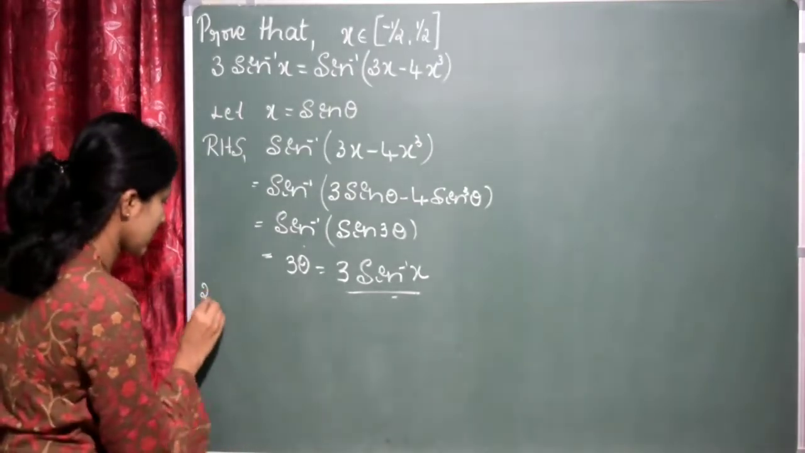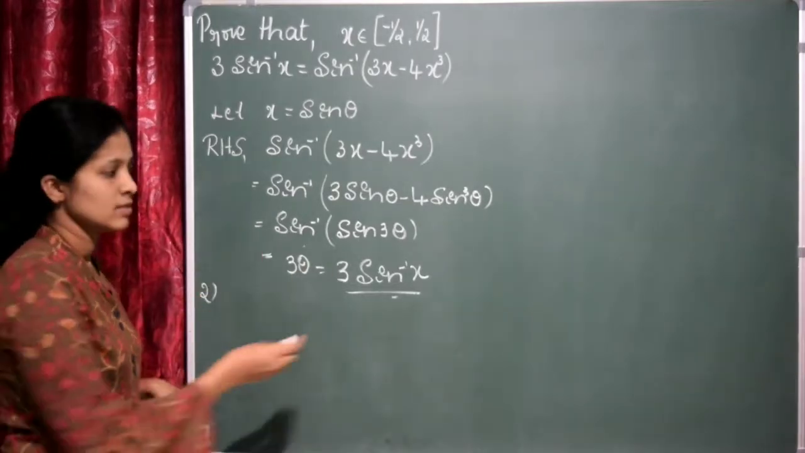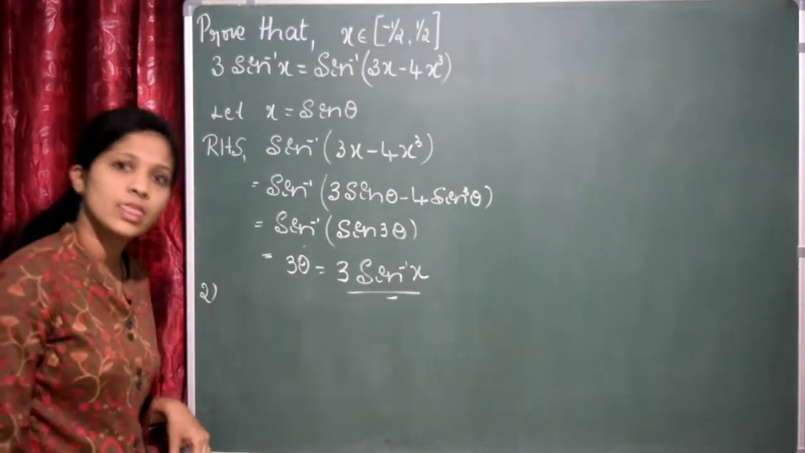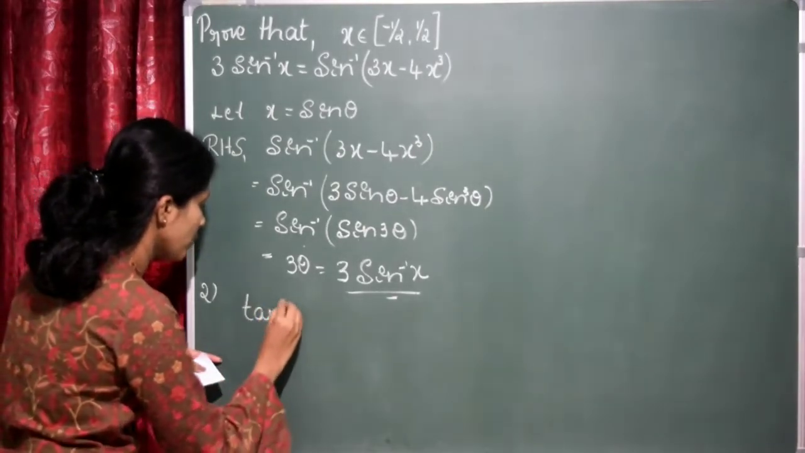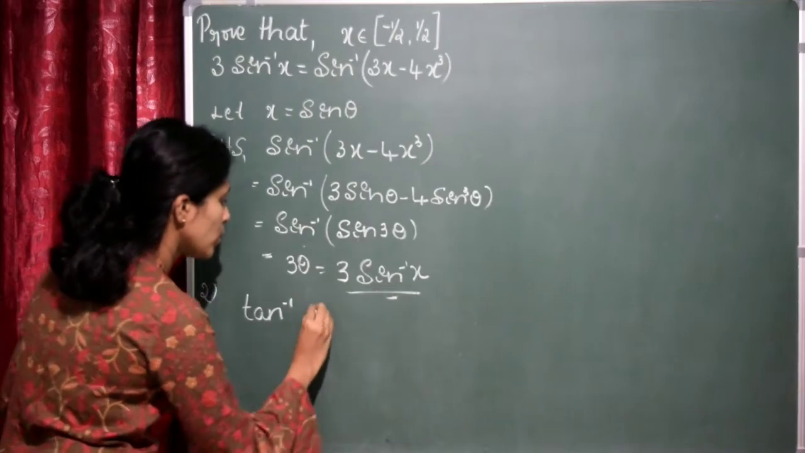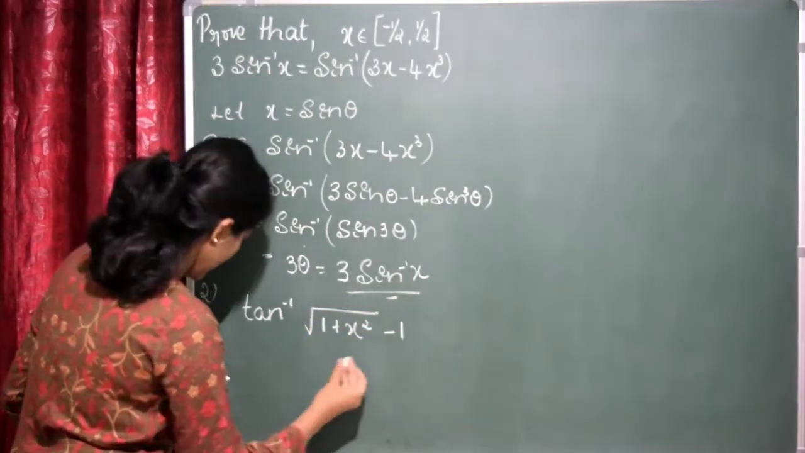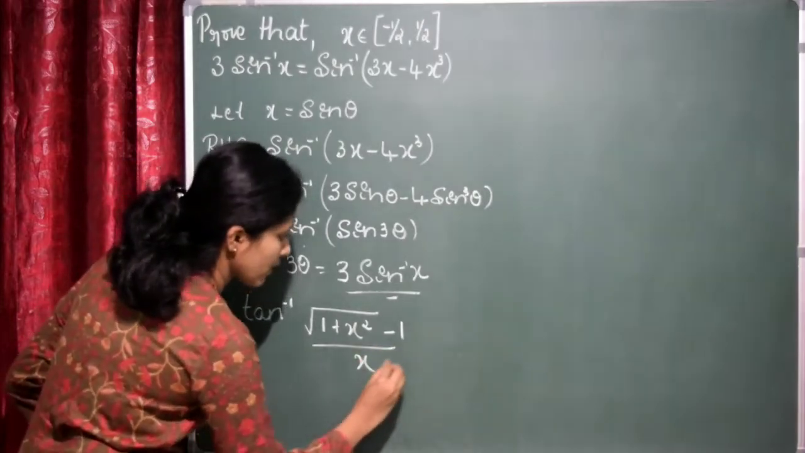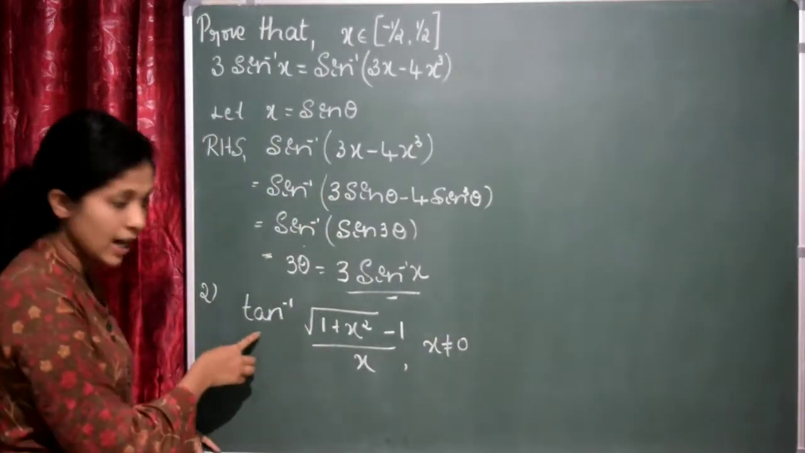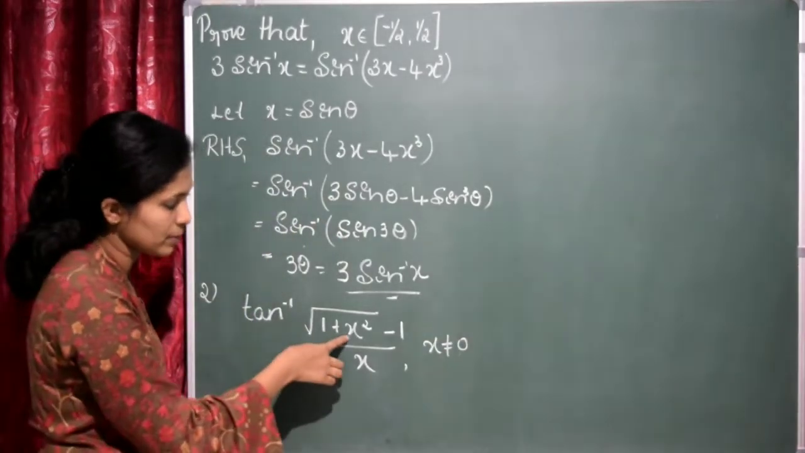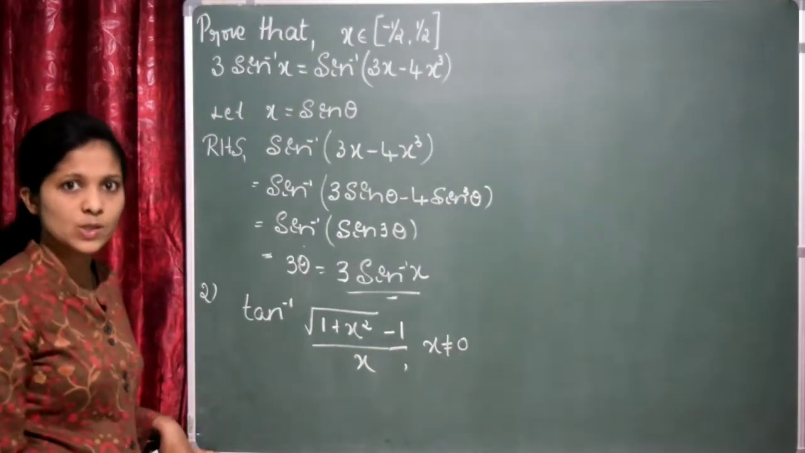Next we'll go to the second problem. You have to write the simplest form of tan inverse of root of 1 plus x square minus 1, whole divided by x, where the value of x is not equal to 0.